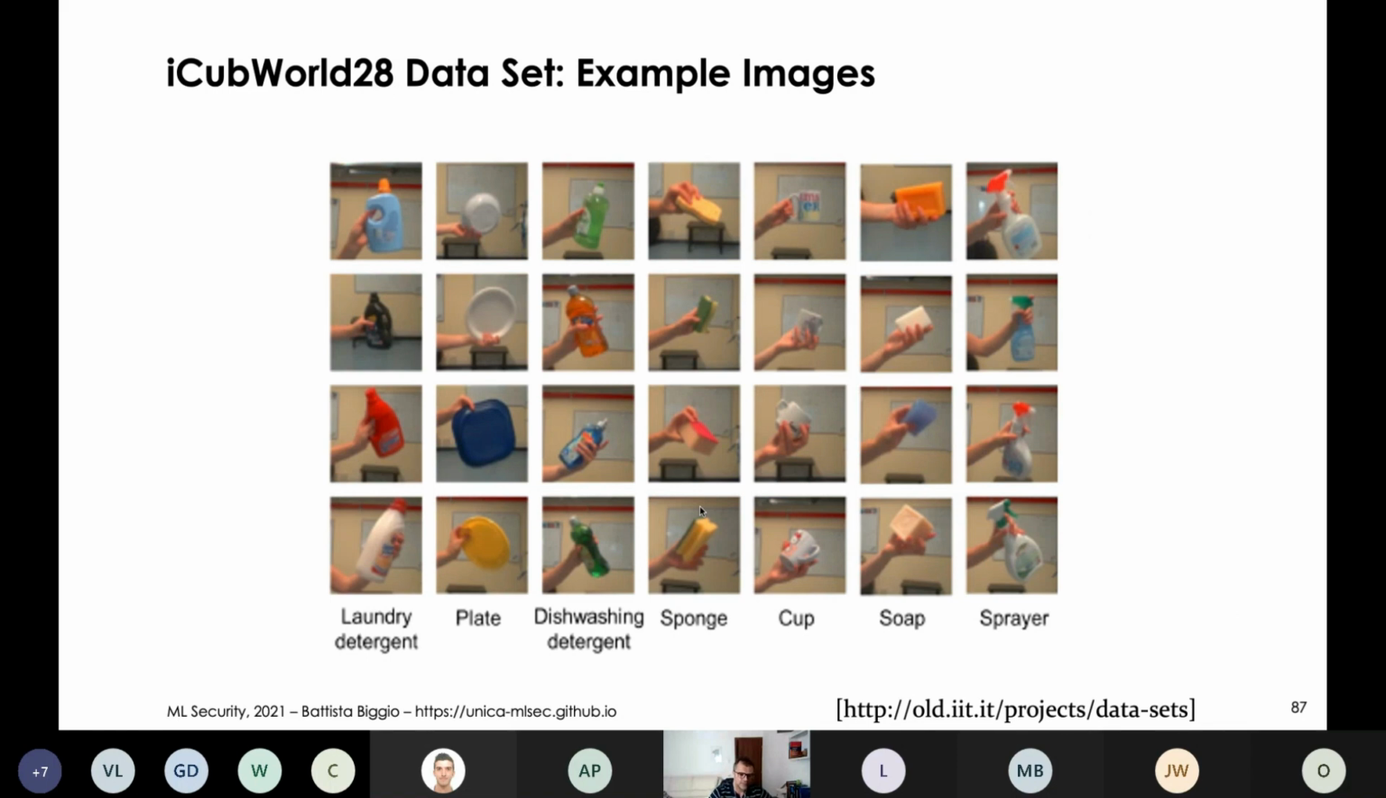And now these are the set of objects that the robot is meant to identify. In this case, this data set has 28 classes. There are 7 main classes of objects, like laundry detergent, plate, the ones that you see here at the bottom. And for each of these main classes, you have 4 subclasses. So you have 4 different laundry detergents, 4 different classes of plate, and so on and so forth. So eventually, you can have either, let's say, 7 classes or 28, depending on how you use these labels. And so here, this is the set of objects that we have.